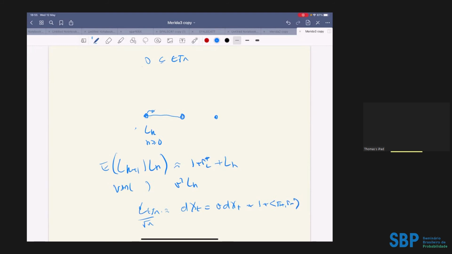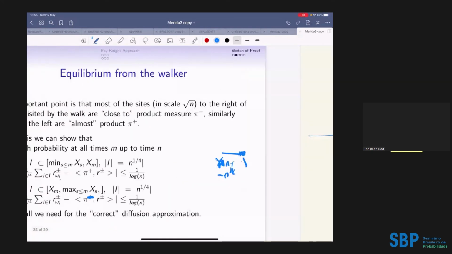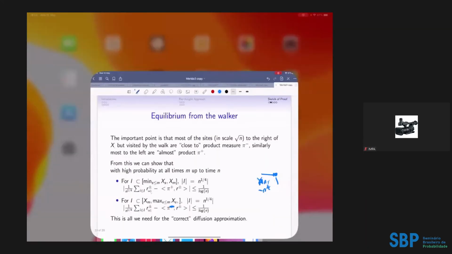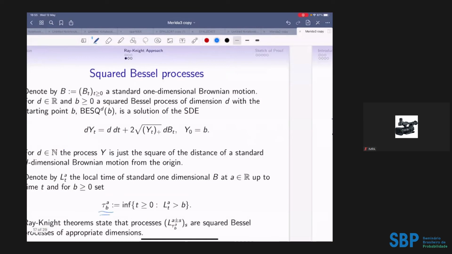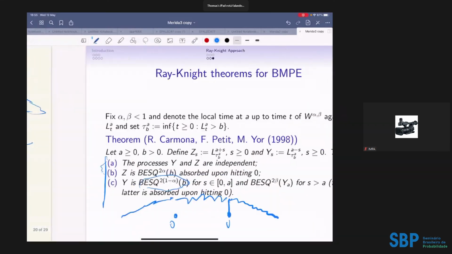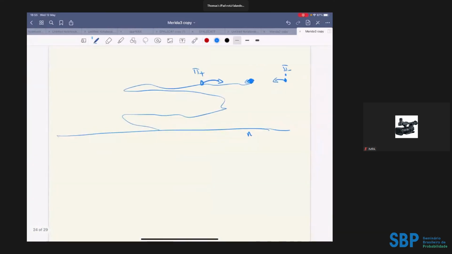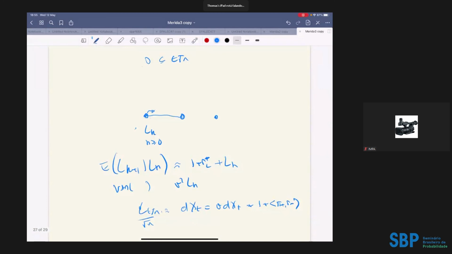Okay, and the point is, this 1 plus pi plus r minus is actually, if you look all the way back, it's this. So there's a 2 here, but it's sigma squared. If you do the calculations, I'm moving a bit fast, but what you have on this region is like sigma squared times a Bessel squared 2 process.